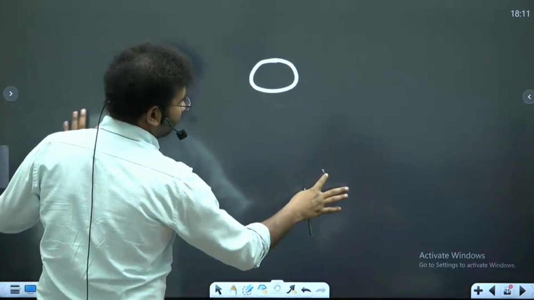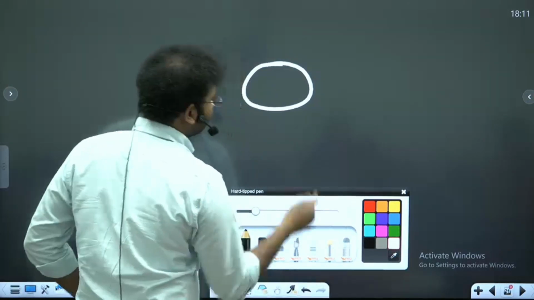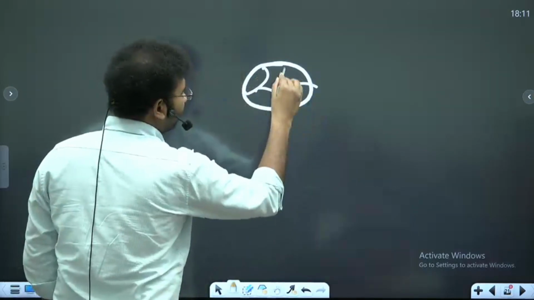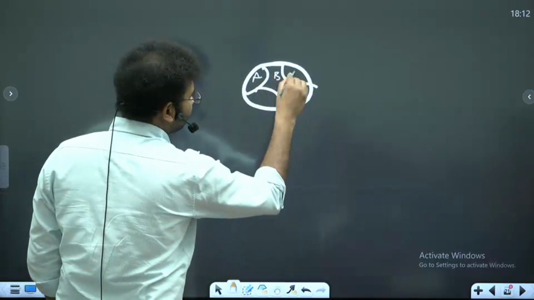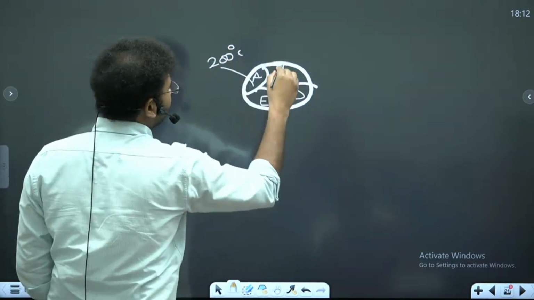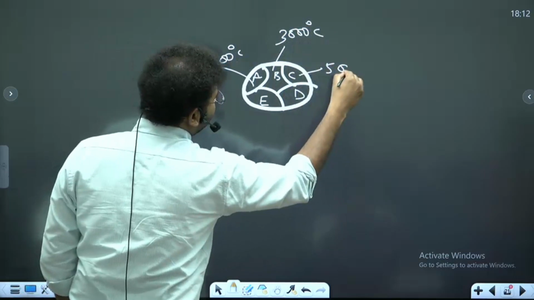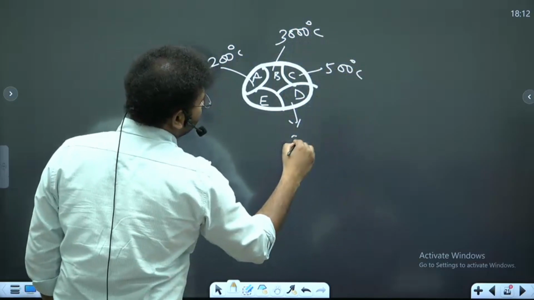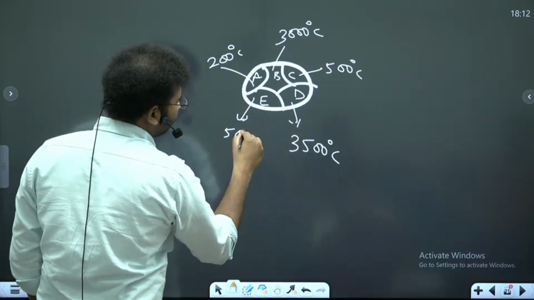See here. I told you a rock is nothing but a collection of minerals. Here, there can be multiple minerals. Let's call them A, B, C, D, E parts of the rock. A can melt at 200 degrees Celsius. B can melt at 3000 degrees Celsius. C can melt at 500 degrees Celsius. D can melt at 3500 degrees Celsius. And E can melt at 5000 degrees Celsius.